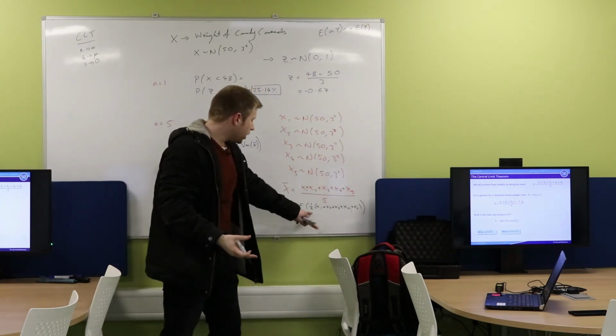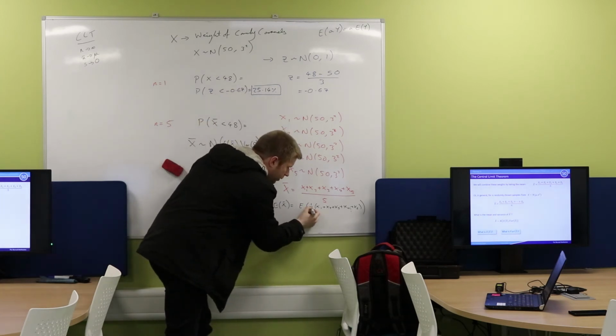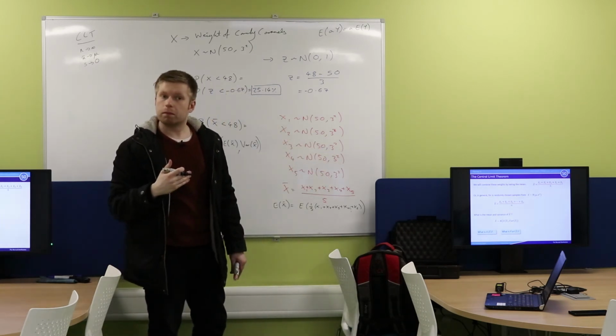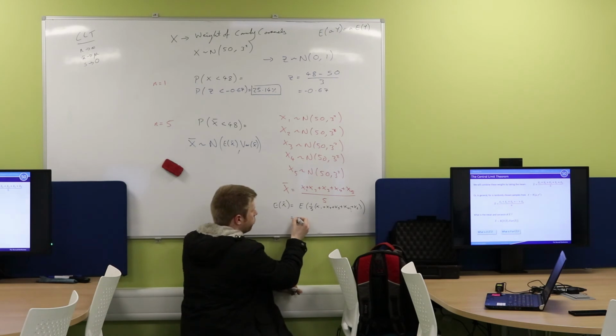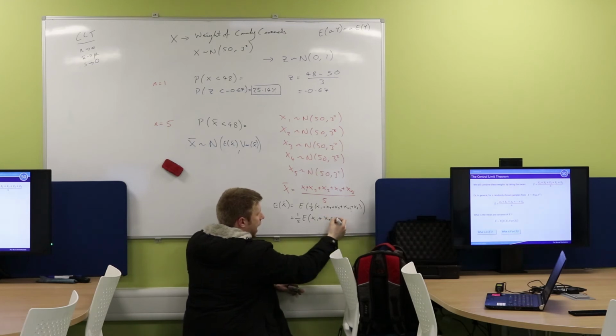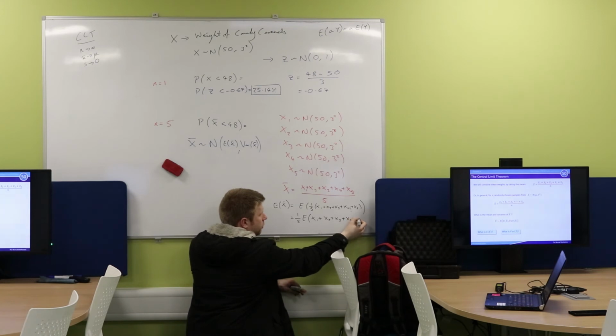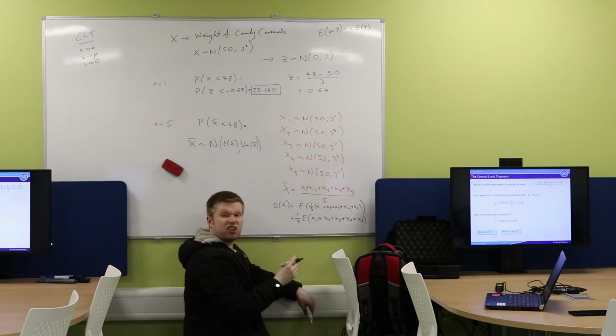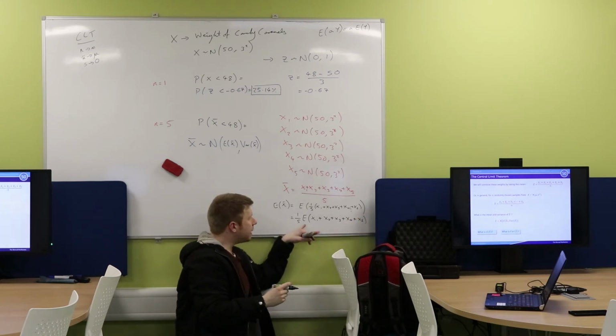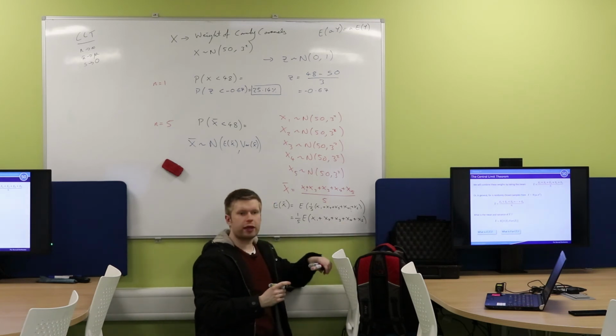Yes. So that means I should be able to pull 1/5 out the front. Yes. Okay? So this should be equal to 1/5 of the expectation of x1 plus x2 all the way through to xn, in this case x5. Is that okay?